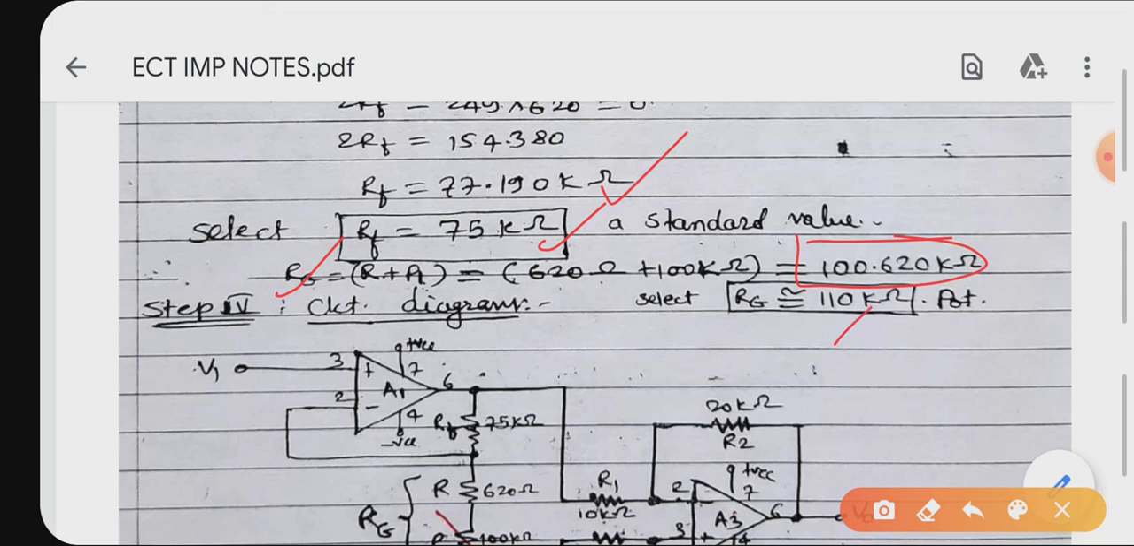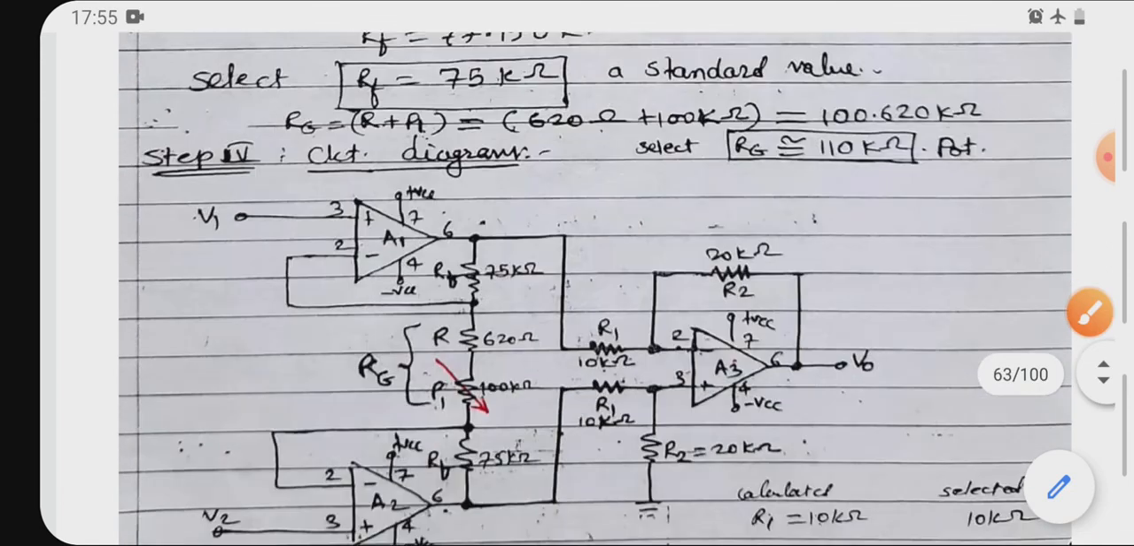So you can calculate the gain adjustment resistor as P plus R. That P is nothing but the variable resistor, 100 kilo ohm, given in the problem, and 620 is the calculated value and the standard value you have selected for R, so it will become equal to 110 kilo ohm. And don't forget to draw the circuit diagram at the last with all component values.